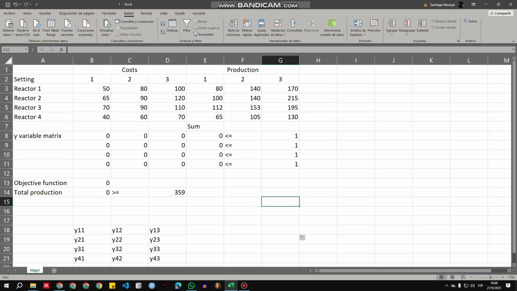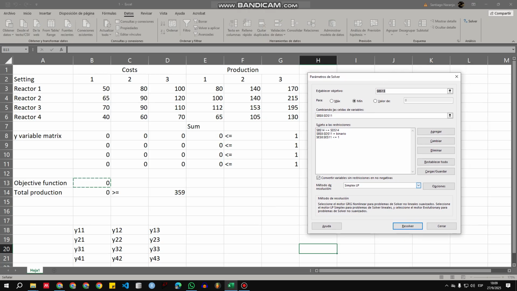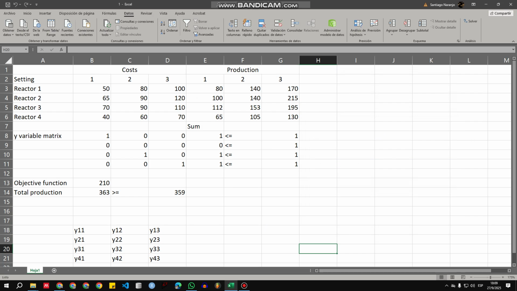So this is the table that we have originally. This is the restrictions, and we solve it. There's one solution. So this is the solution.